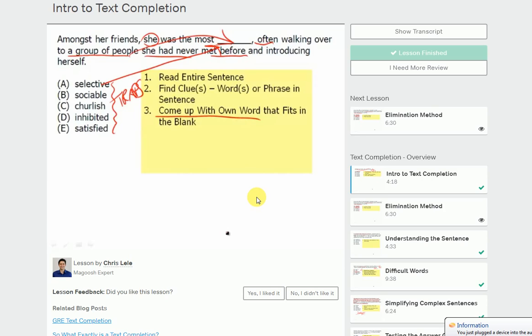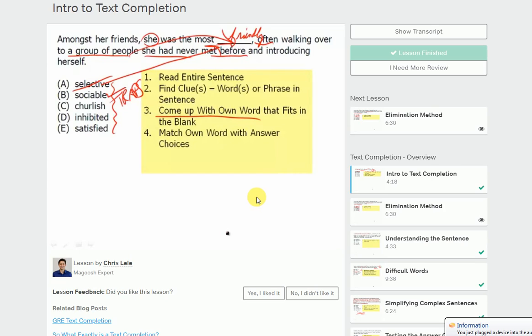And so we know she is likely to go up and talk to anyone and introduce herself, so she is the most friendly. Maybe your word is outgoing. It doesn't matter. As long as you come up with one word and then you match that word with the answer choices. So let's start with A. Selective. If you're friendly, by definition, are you selective? No. If you're friendly, if you're outgoing, are you sociable? Yes, those words are synonyms. And there we have an answer.